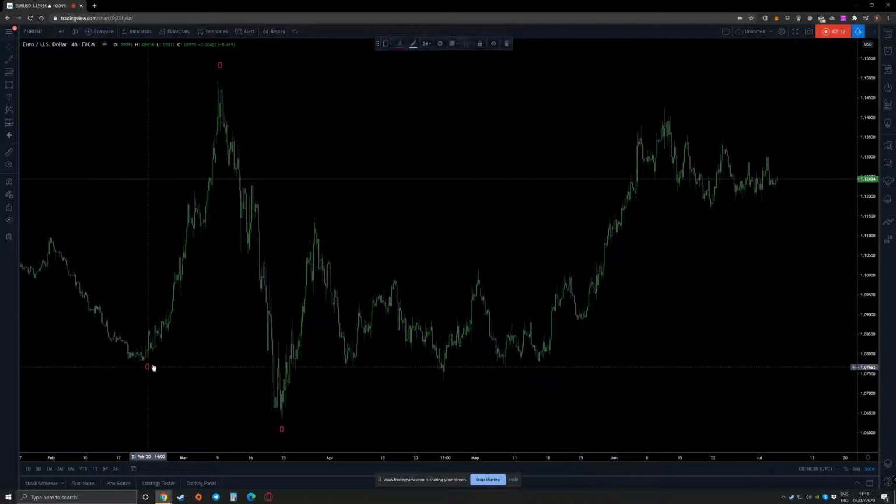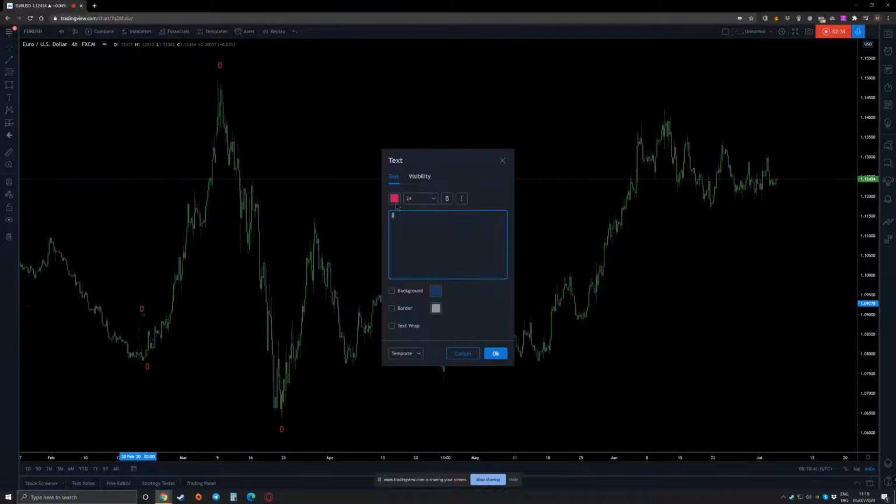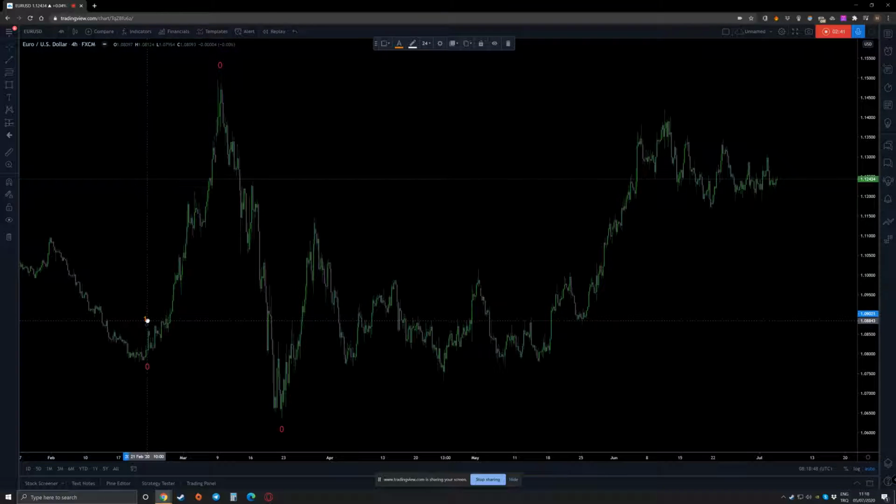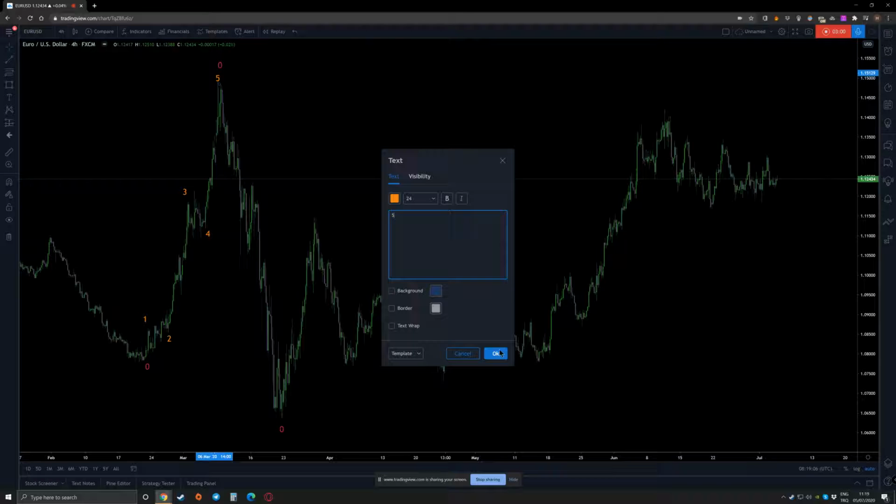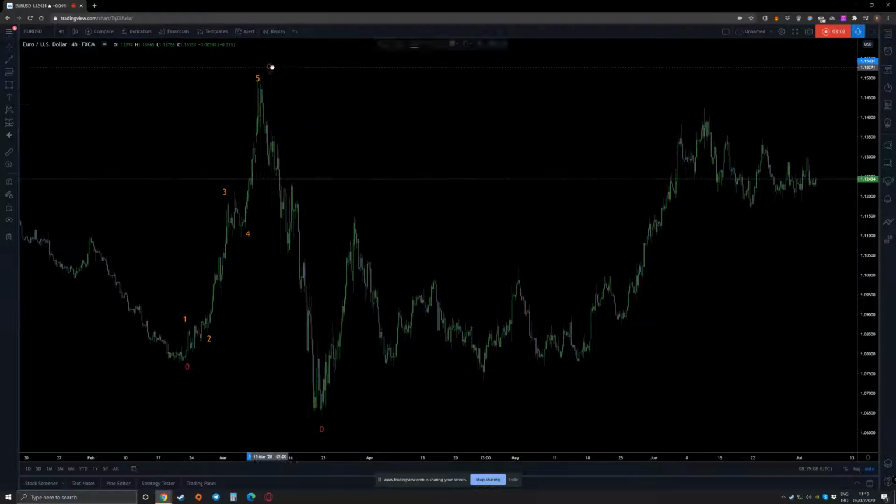So what we should do now is go back one degree. I can, for example, say something like this. If I think this is an impulsive move, I will put 1 here. I would put my second wave here. I would put my third wave somewhere around here. I would put my fourth wave here. I would put my fifth wave here. Now, so many would do it like this. I would say, okay, 1, 2, 3, 4, 5.